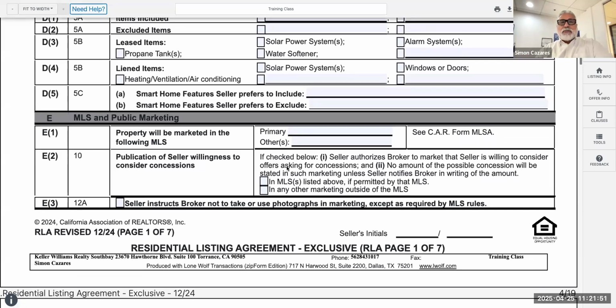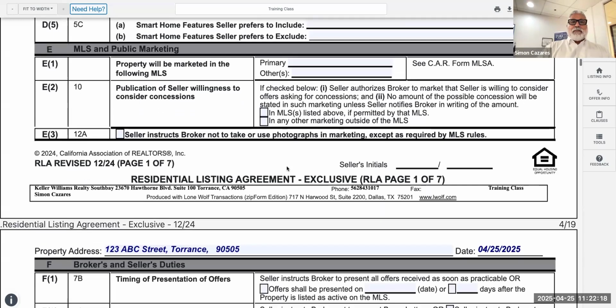Section D5 goes into smart home features, right? A lot of us have Google gadgets, a lot of technology, right? Is it going to stay or is it not going to stay? This is the time to put it in writing. That way you know what is staying and how you're going to draft the information on the MLS. Because if it's not staying, you're not going to put that as part of it, right? You're going to exclude it because that's now what the seller's wishes are.